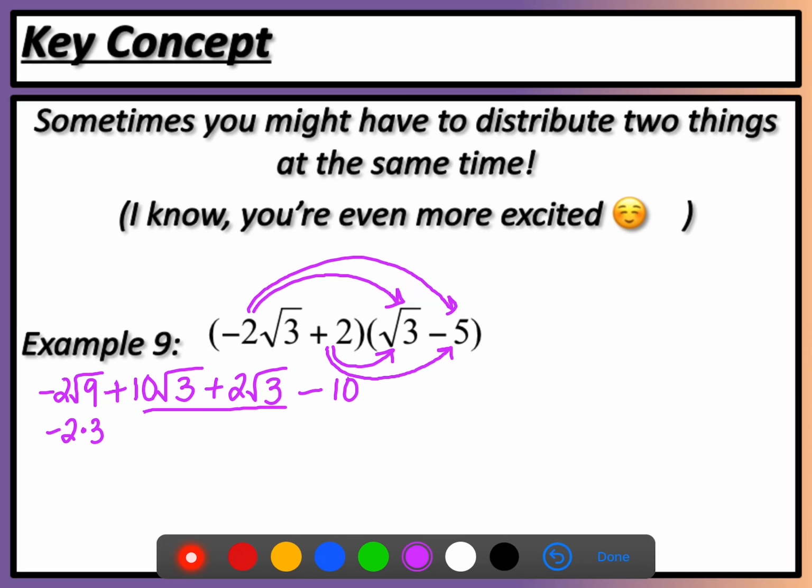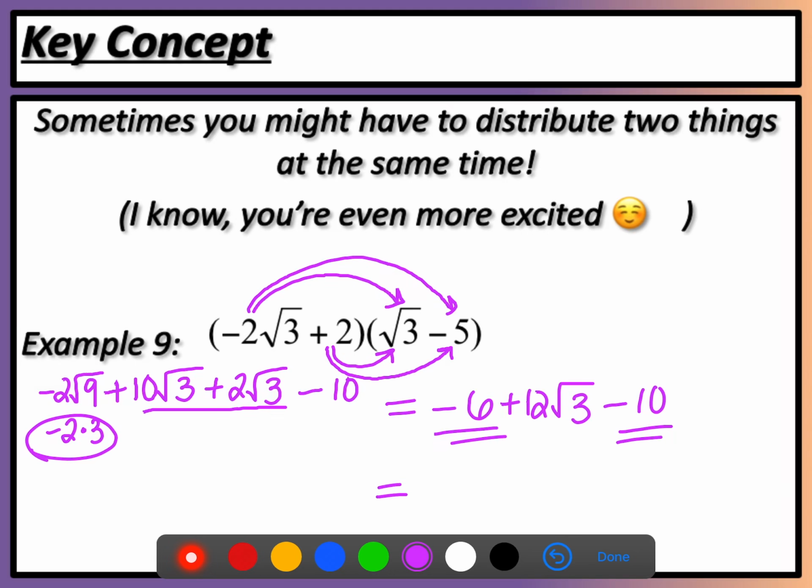And I have like terms in the middle here. Okay, so this term equals a negative 6. We have 12 root 3 from the middle, carry over that negative 10, and so now I really have like terms again. You could have done that all in one step. Okay, I just didn't notice until we got over to the end. So that, for this foil, that's our final answer on that one.